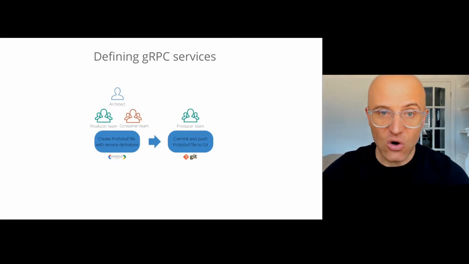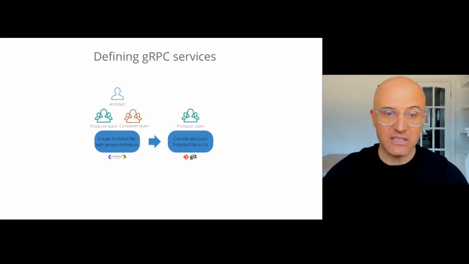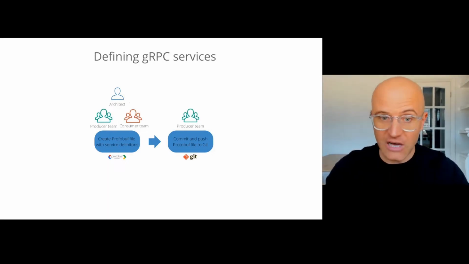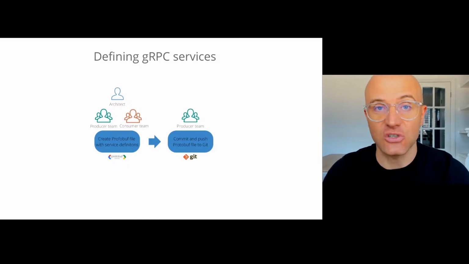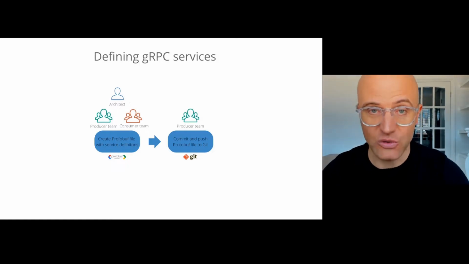Let's zoom in on defining the gRPC services. How is that done? Well, as we said, the producer team, the consumer team, and the architect would work together to create the protobuf files that contain the definitions of those services, and then they would commit and push those protobuf files to a Git repository.